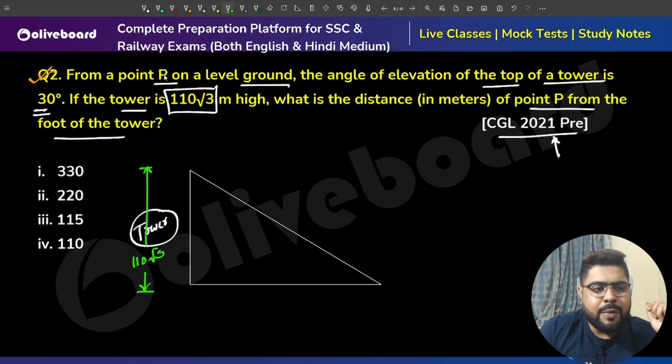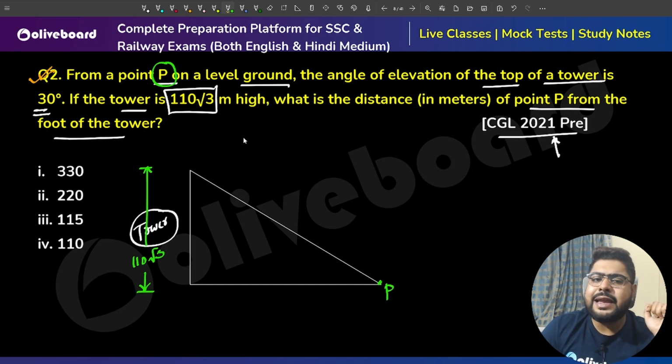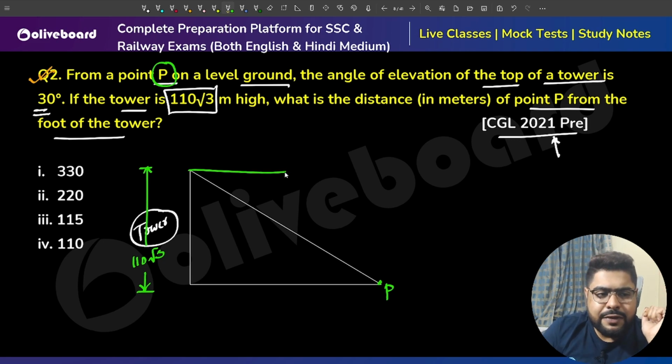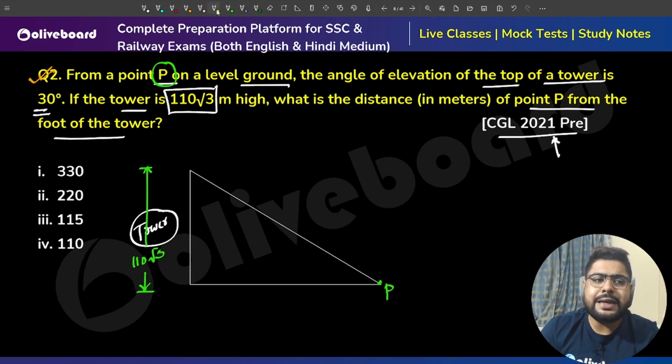Now, from a point P on the level ground, the angle of elevation, I'm not explaining the angle of elevation and angle of depression, as I am hoping you already know this, it is very basic. If from P I'm looking upwards, it's the angle of elevation. If I'm looking downwards, the angle made with the horizontal is the angle of depression. We are understanding the technique here rather than the basics.